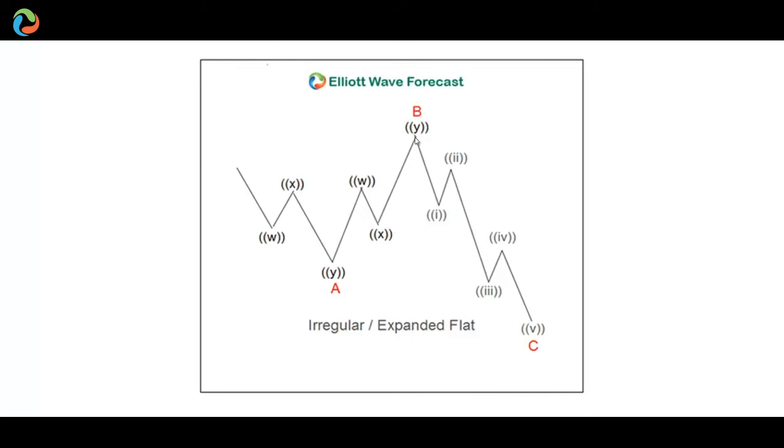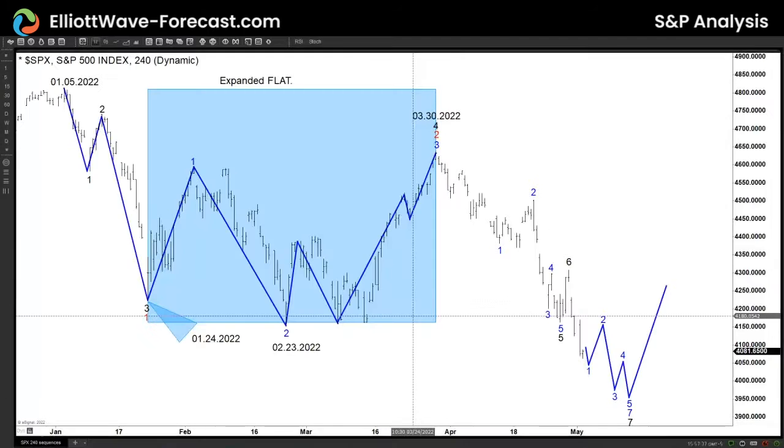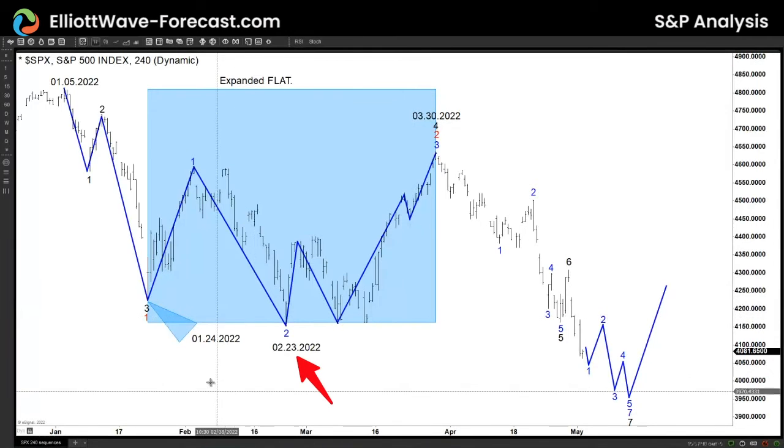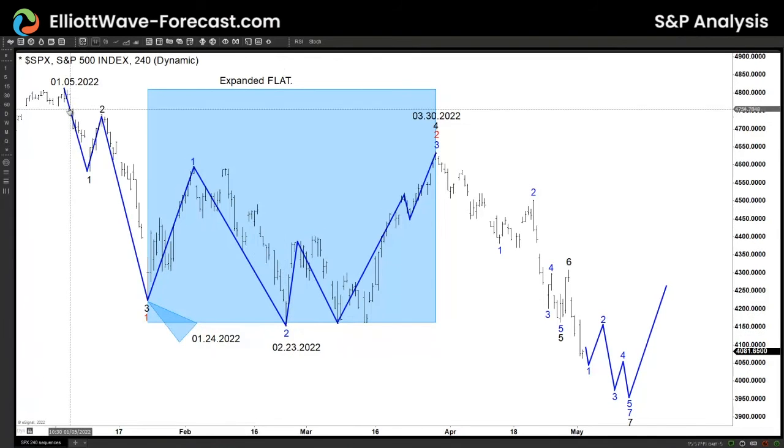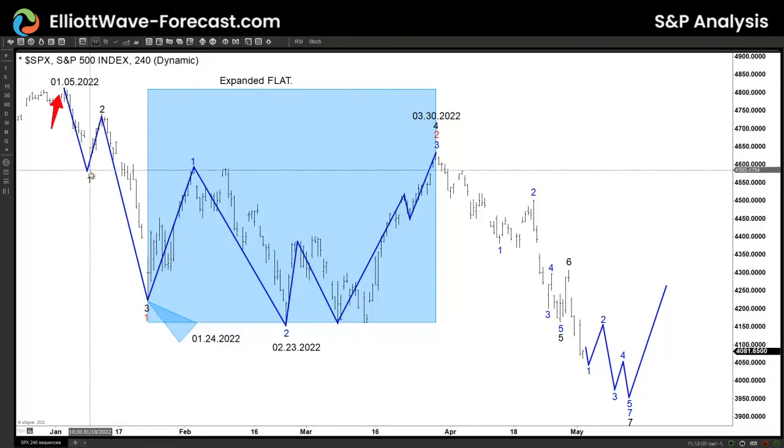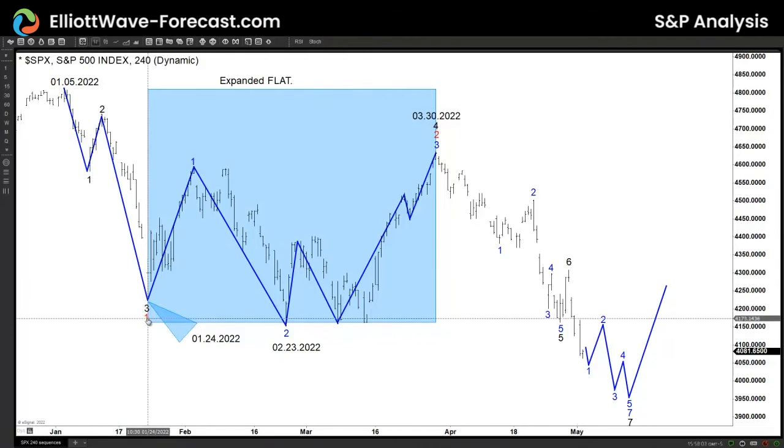On the S&P, back on February the 23rd, we noticed at Elliott Wave Forecast that the S&P did something very similar, but in this case it was a connector within the bearish correction. The one I showed you is a connector within the bullish correction. So from the peak in January, the S&P did 1, 2, 3. That makes 1 in red, 1, 2, 3 in blue. That makes 2 in red, and that makes 4 in black.